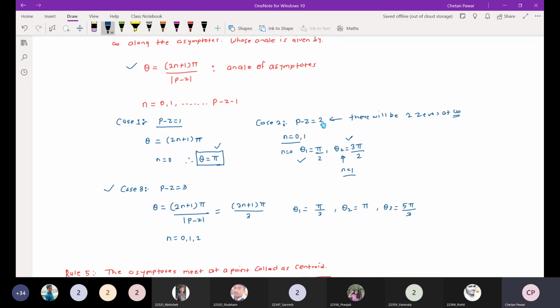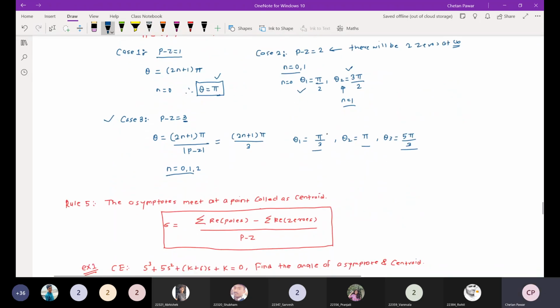If we take case 3, when the difference between poles and zeros is 3, there will be 3 asymptotes. The angles of those asymptotes will be pi by 3, pi, and 5 pi by 3. So these angles of asymptotes show us where the zeros exist at infinity. That direction will be given by the asymptotes.